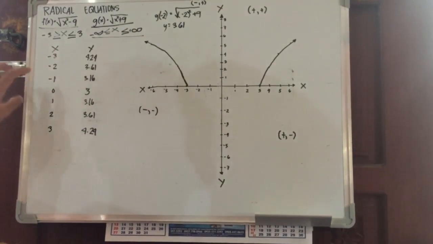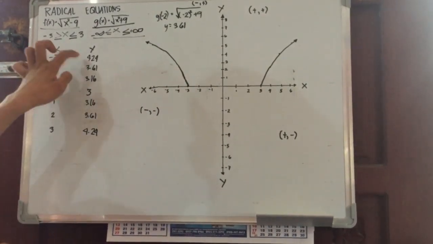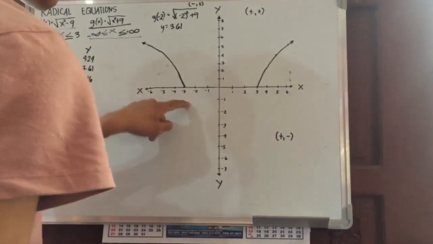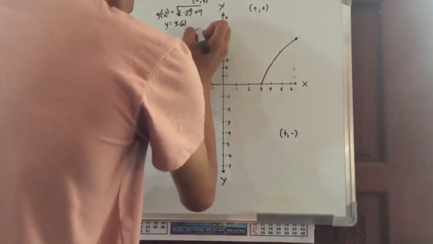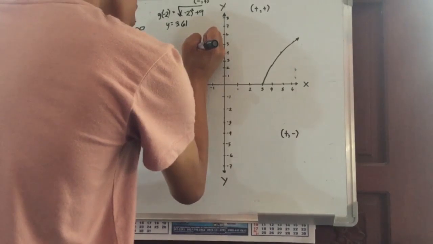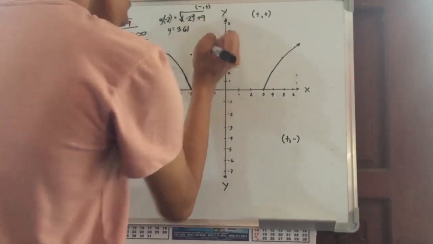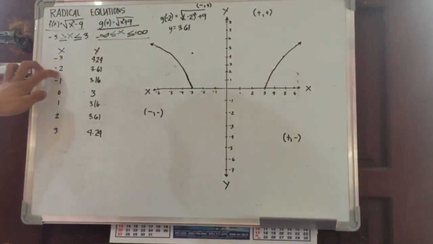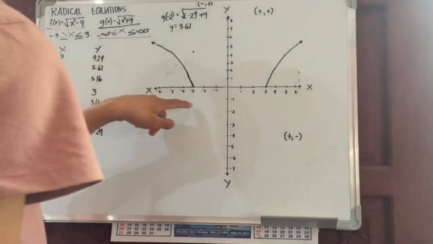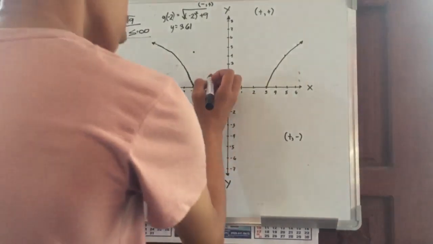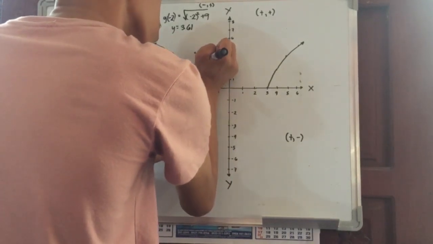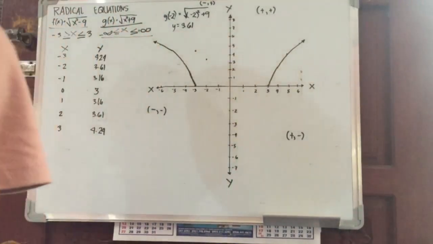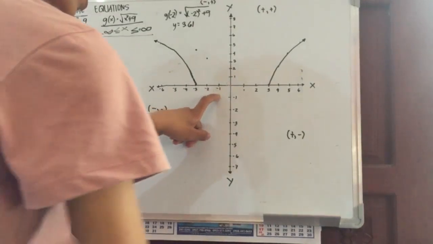So let's plot our ordered pairs here. Our first ordered pair is negative 3 and 4.24. Approximately it's here. The second one is negative 2 and 3.61. Next one, negative 1 and 3.16.